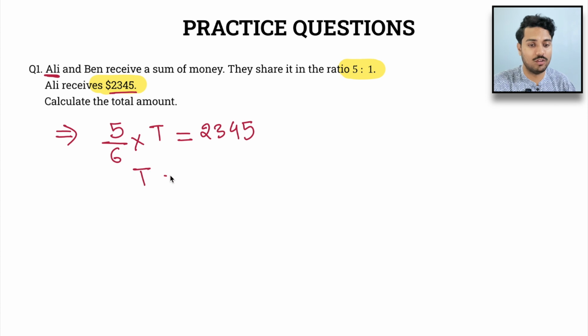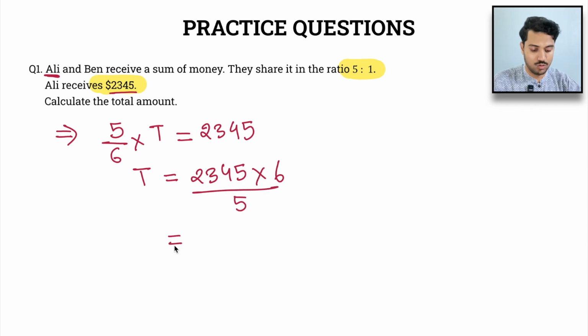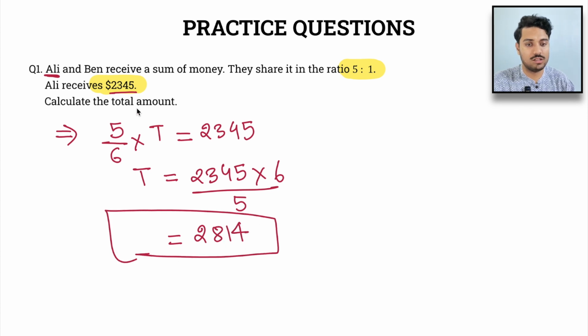So the total amount will be 2345 multiplied by 6 divided by 5. So let's check. 2345 multiplied by 6 divided by 5, and the answer is $2814. So this is the total amount.